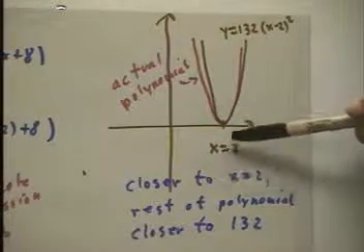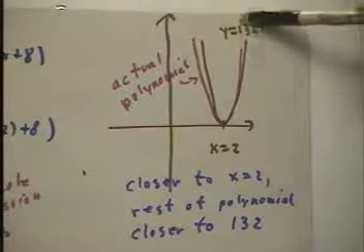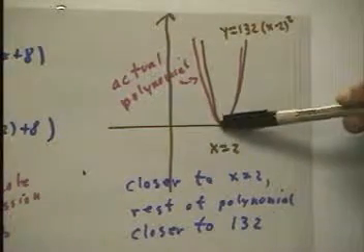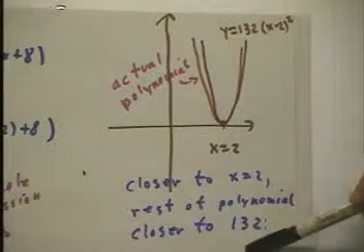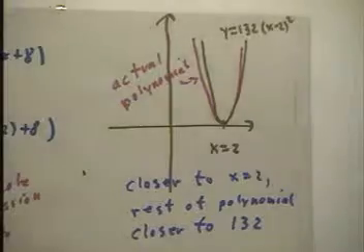Because the rest of the polynomial, except x minus 2, gets much closer to 132. The closer we get to 2, the closer the rest of the polynomial gets to 132, so the closer these two graphs are going to be.